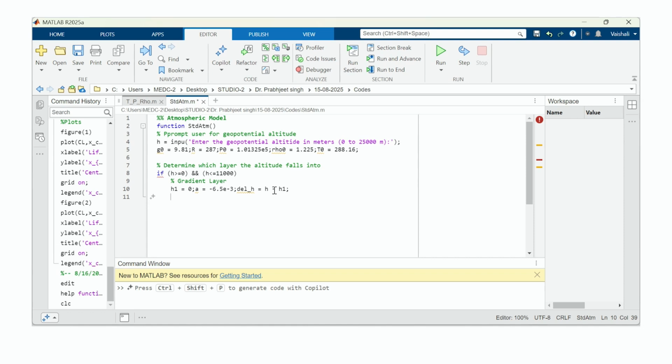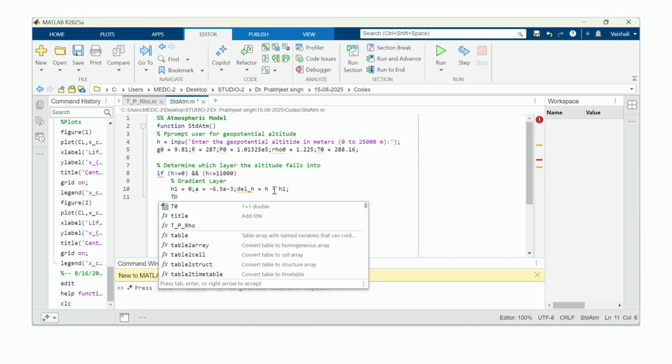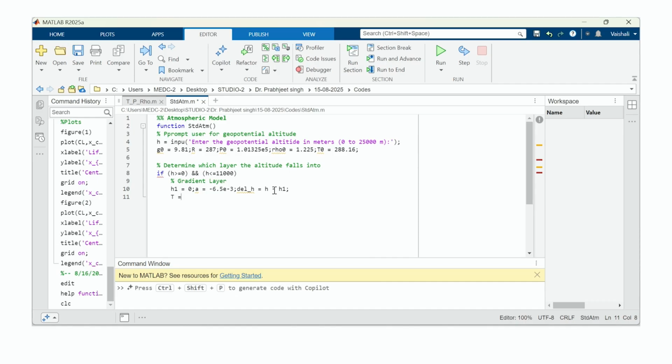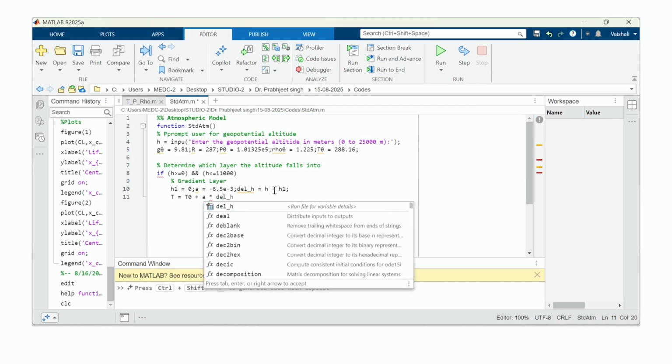Next is the temperature. T naught we already know. Now we need to find the temperature. The expression was T naught plus A into delta H, where delta H we have mentioned here as del h.